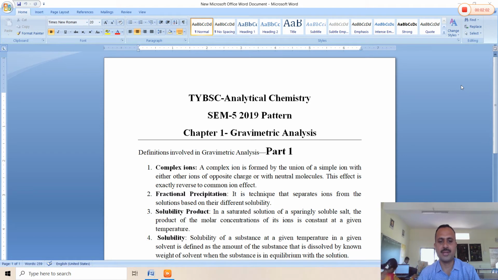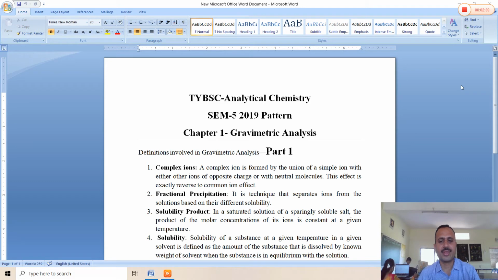Now the next one is solubility. Solubility of a substance at a given temperature in a given solvent is defined as the amount of substance that is dissolved by a known weight of solvent when the substance is in equilibrium with the solution. To understand this, we must focus on the solute, solvent and solution concepts. The solute is present in a minimum concentration while the solvent is present in the maximum concentration, and when solute plus solvent come together, a solution is formed.